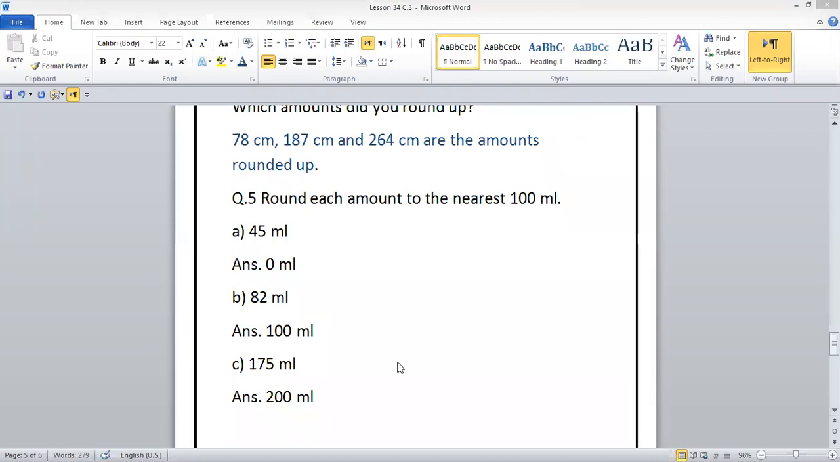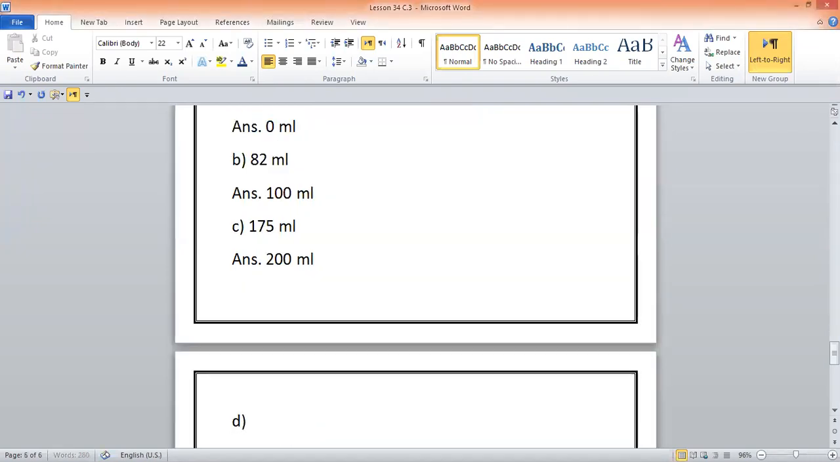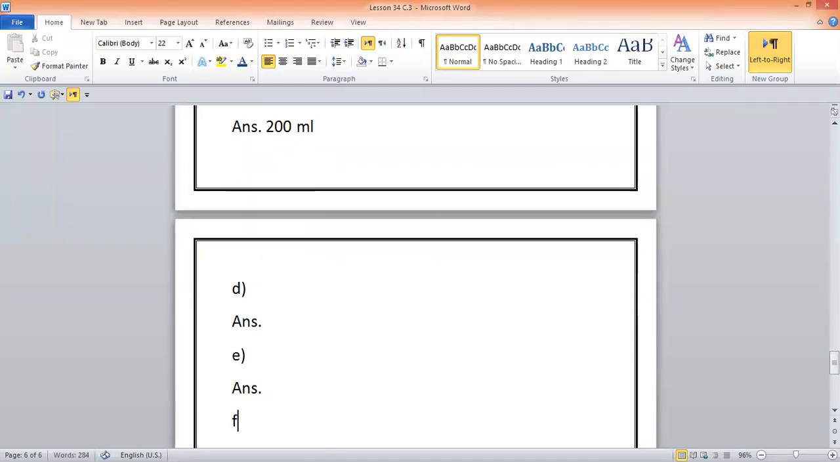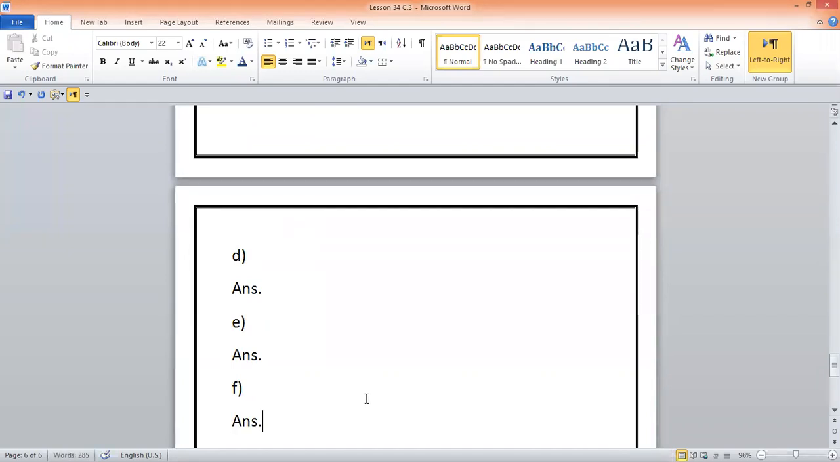That's very good. I'm receiving the answers in the chat box also. Now D, E, and F. What is D, E, and F? 121, 193, and 64. Exactly. 121, 193, and 64. This is D, E, and F. Guys, can you tell me 121 to the nearest 100?